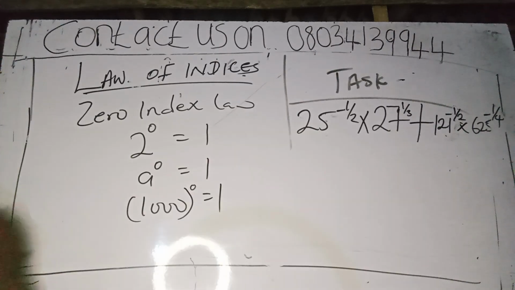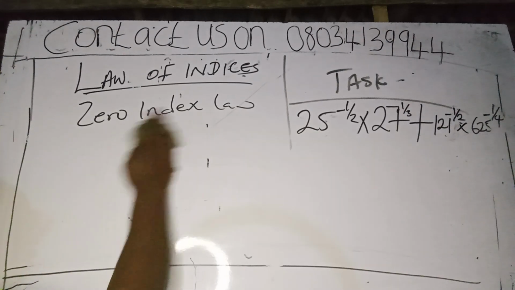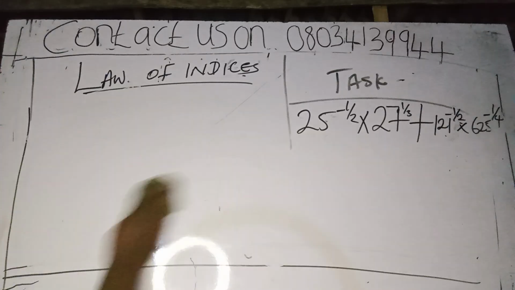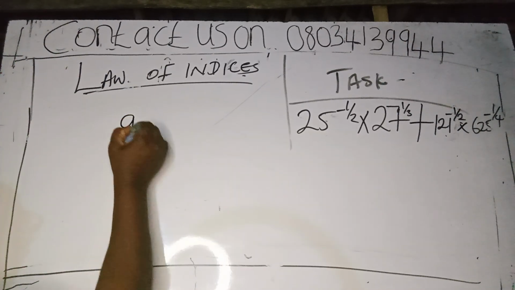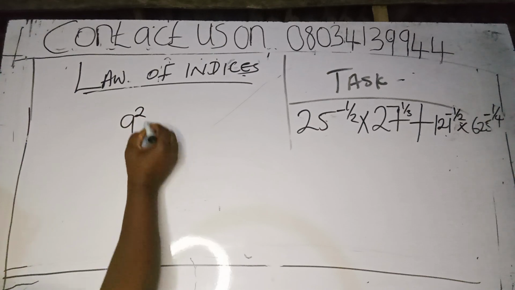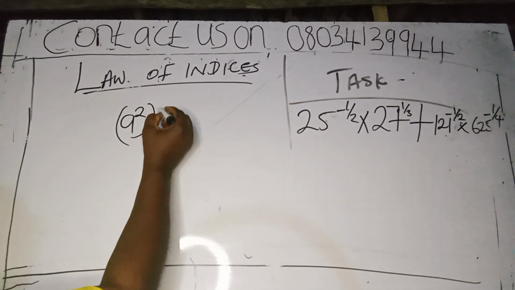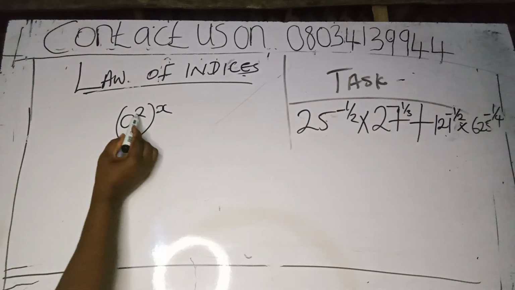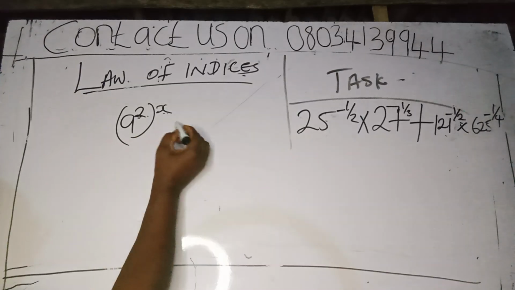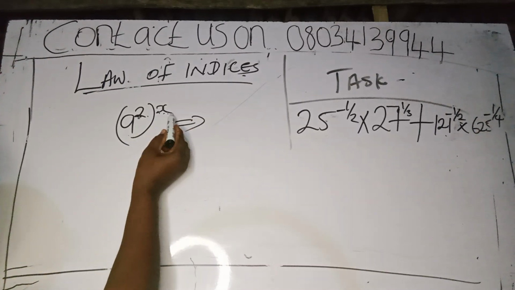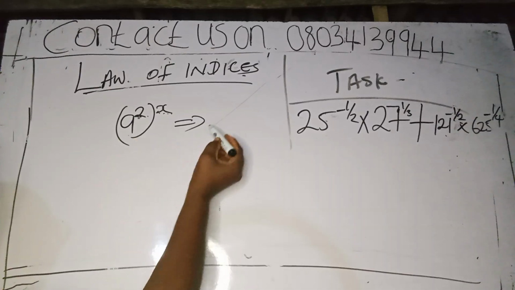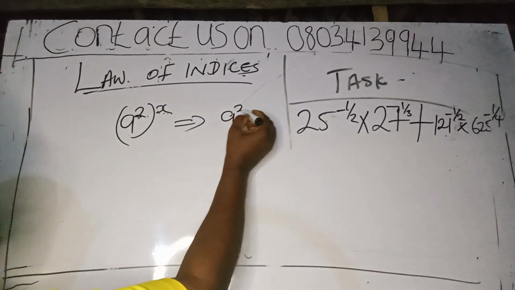Okay, we go to the next law, which is the power law. The power law states that when a base and its power are together raised to another power, the two powers will multiply themselves. Students always make the mistake of saying a raised to power 2 plus x. No, you multiply, and that is a raised to power 2x.